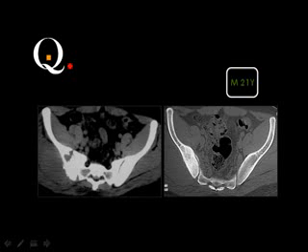A sclerotic lesion in the pelvis, the edge is not very clear, but this lesion has been proved to be Ewing sarcoma.